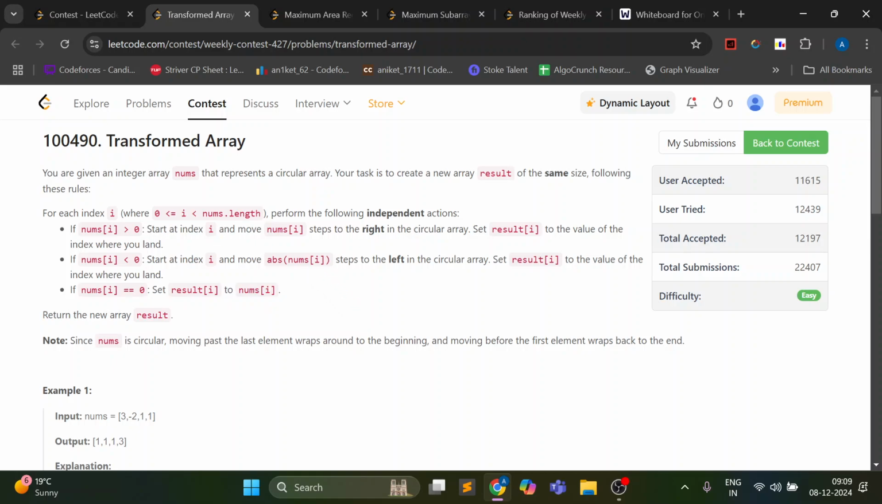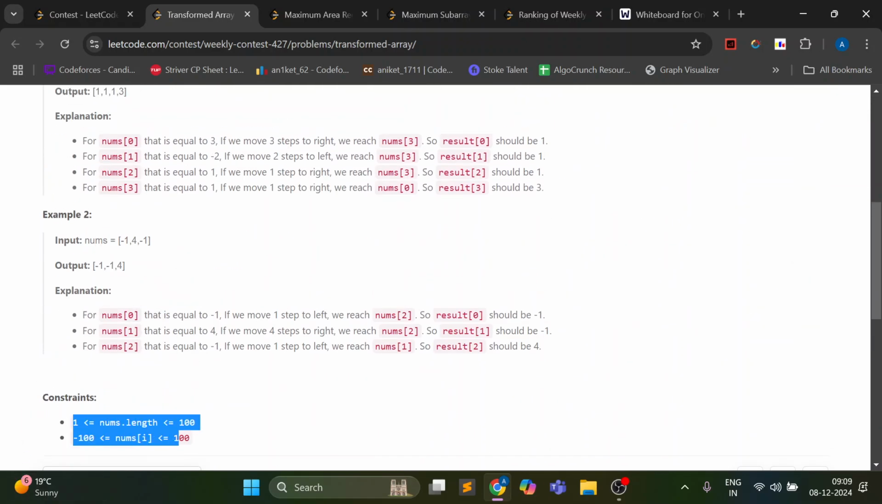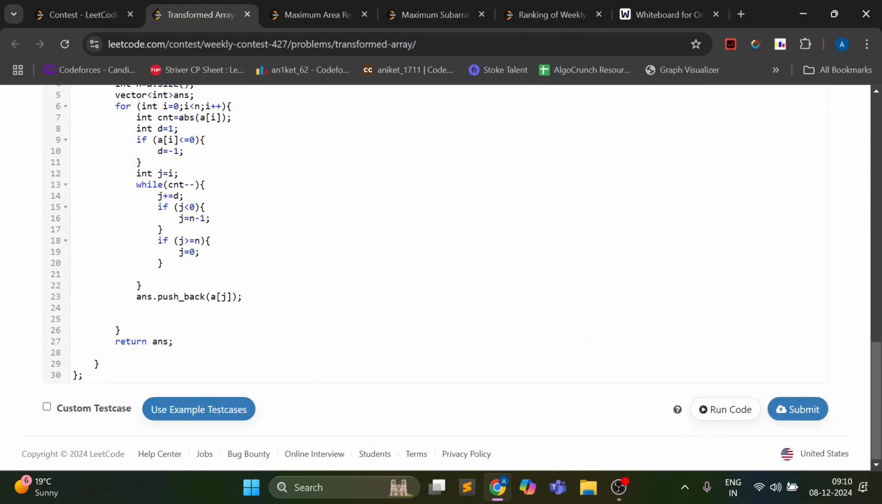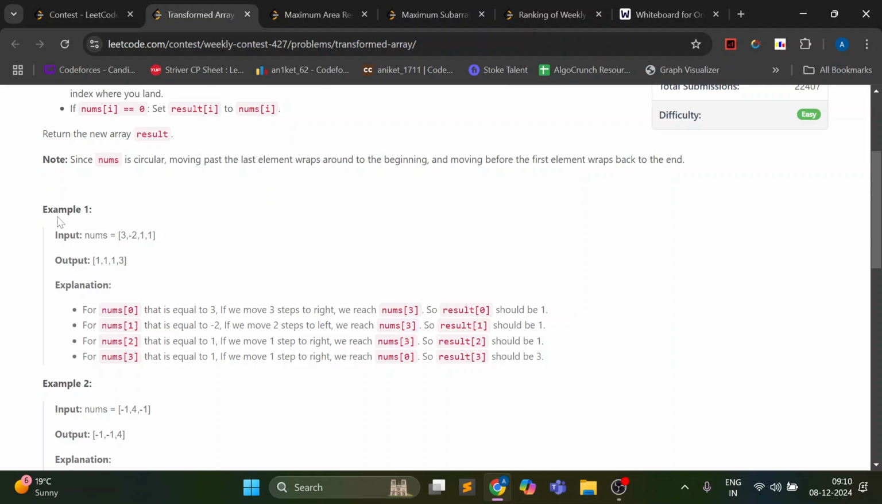Basically, we have to shift our index by nums[i] based on its value, and the direction depends on the sign: if it is positive it would be to the right, if it is negative it would be to the left. Now, as it is the first question, the expectation would be a brute force solution. This has a brute force solution and also an optimal solution. So let's just see the first example and then we'll move to the solution.